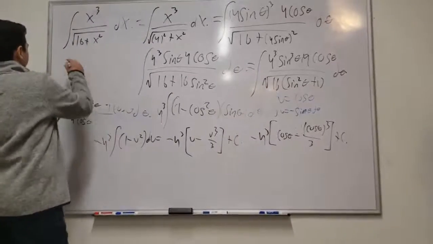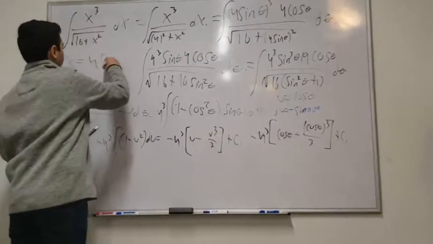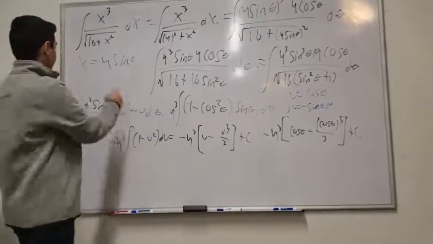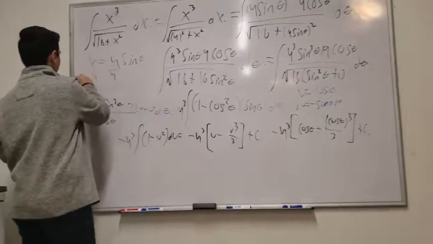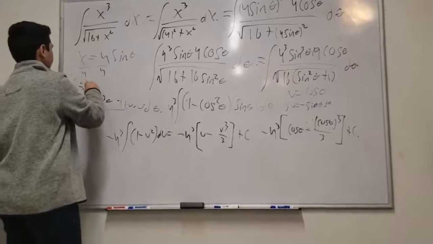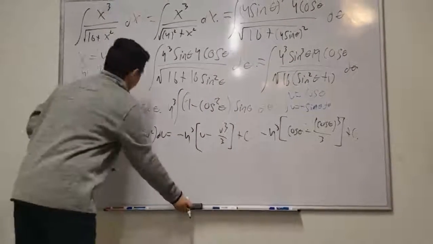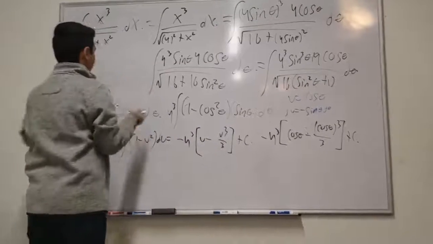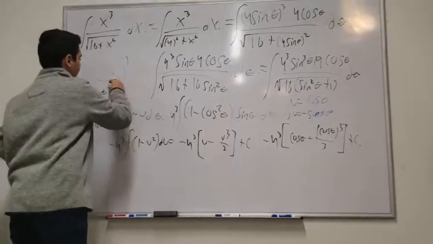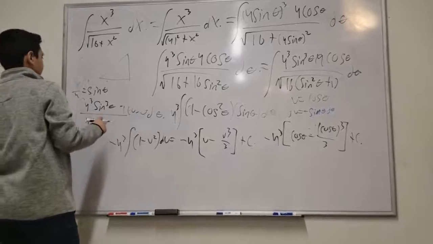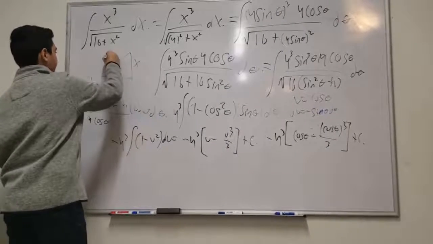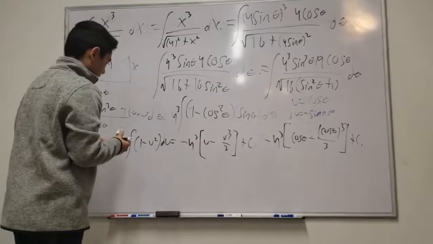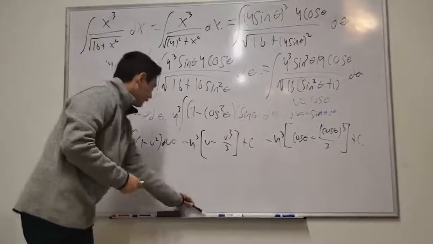So x equals 4 sine theta. We want to get what sine theta is, so we divide by 4. So x divided by 4 is equal to sine theta. We know sine is opposite over hypotenuse, so it's the opposite side over the hypotenuse. And now we can just do the Pythagorean theorem to get this final side.